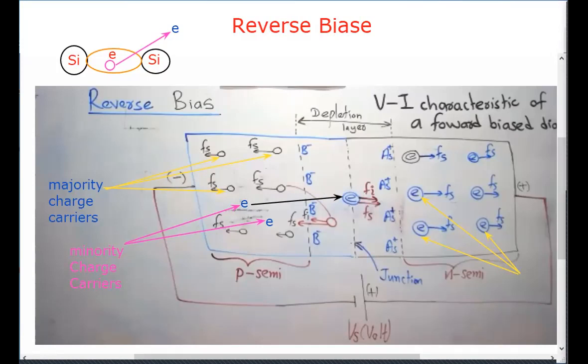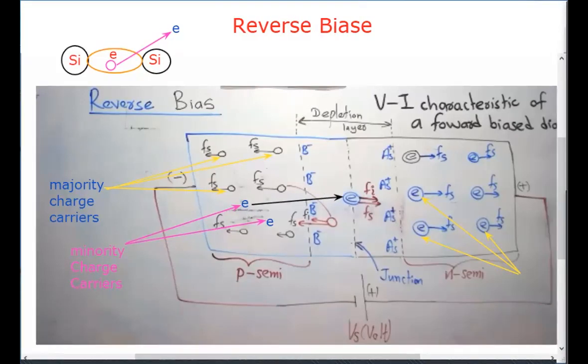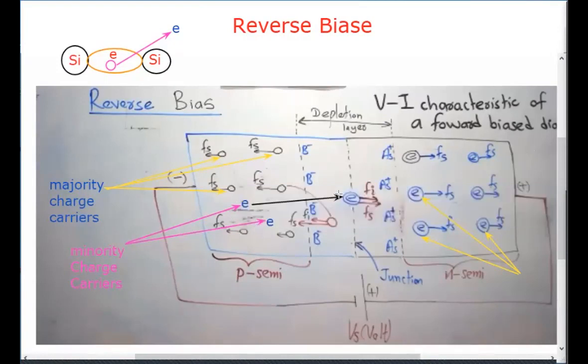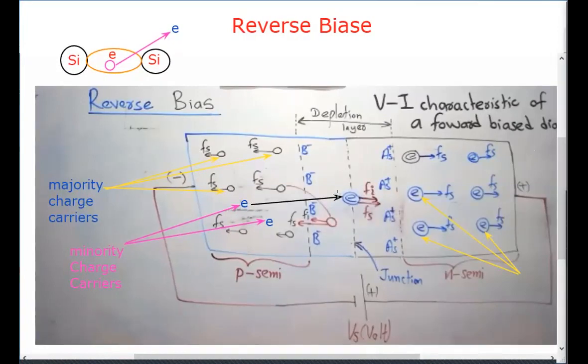Lamai? If this electron reaches the depletion layer, then what will happen? It will get pushed back. What is the force formed on this electron, dear? I have marked it.